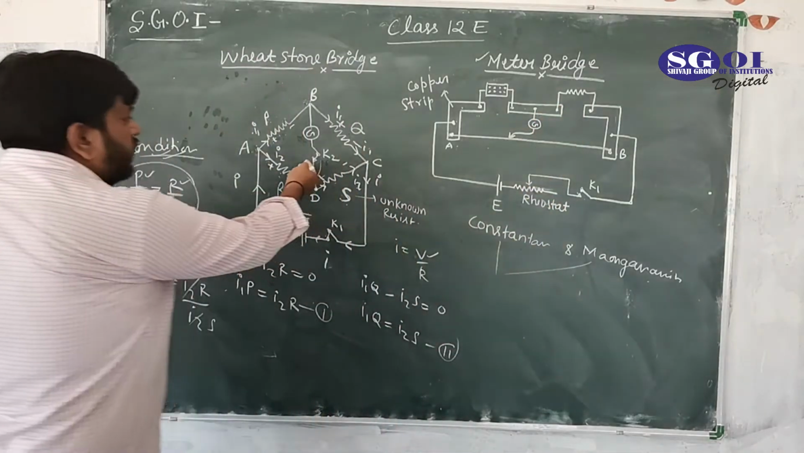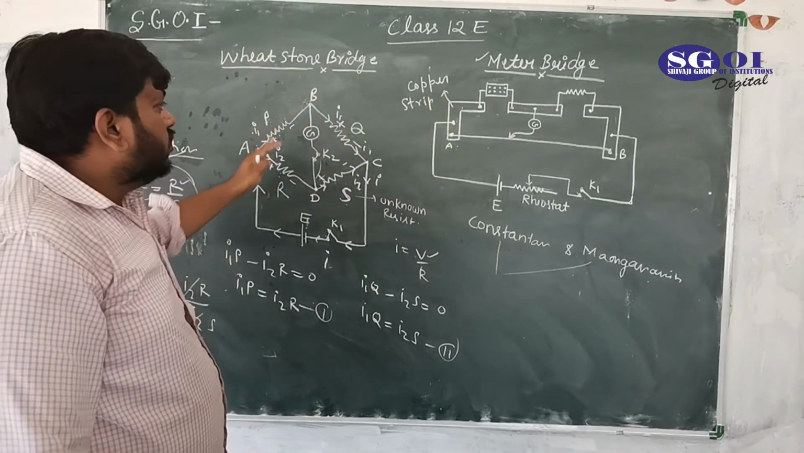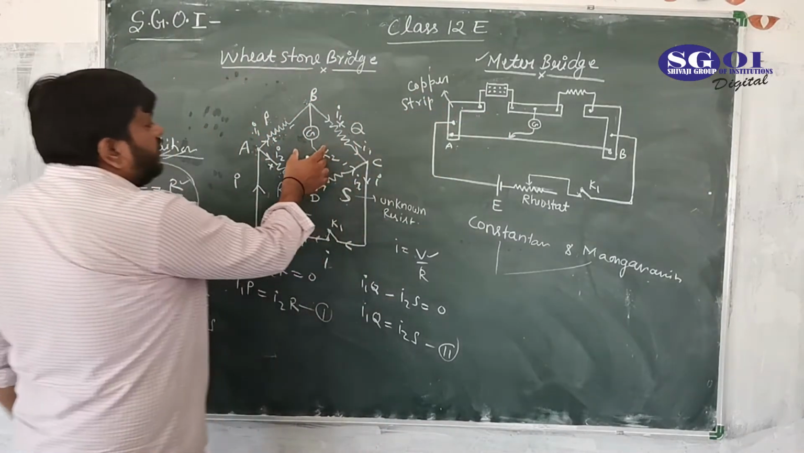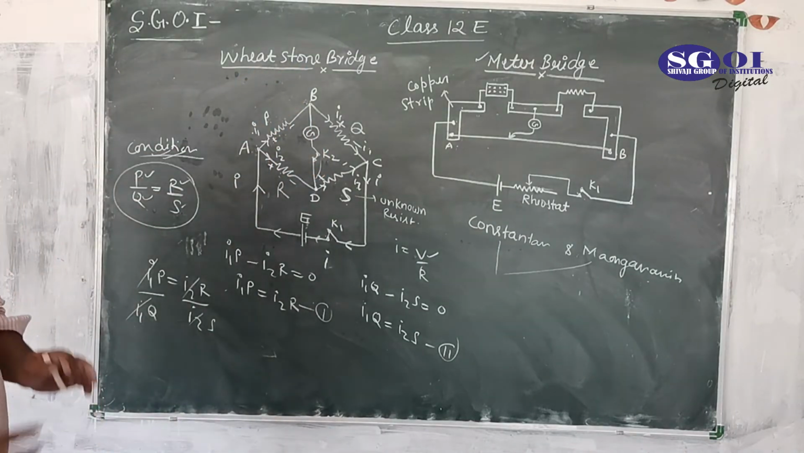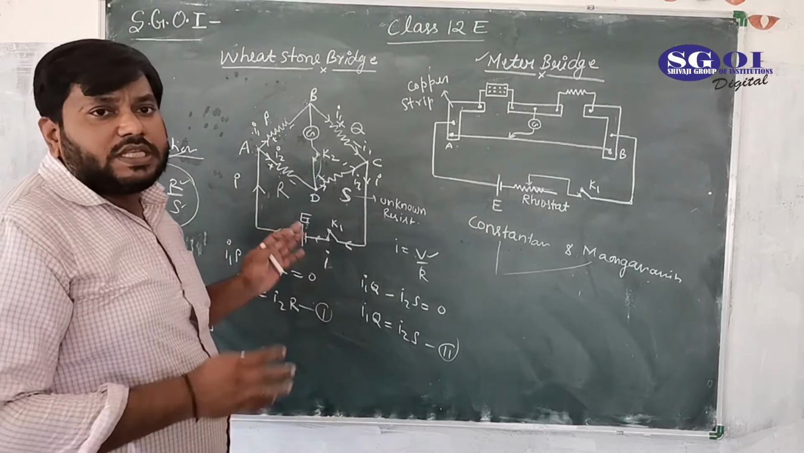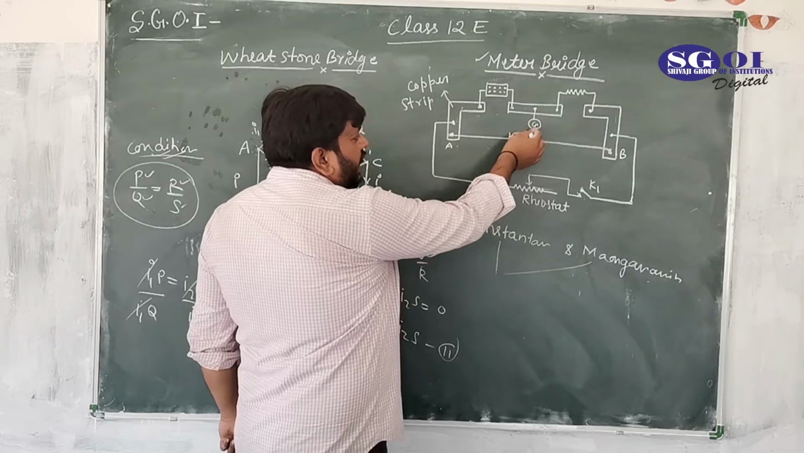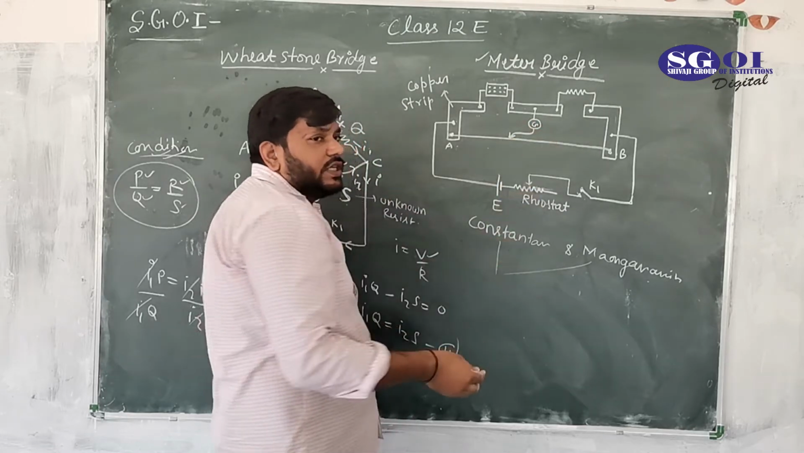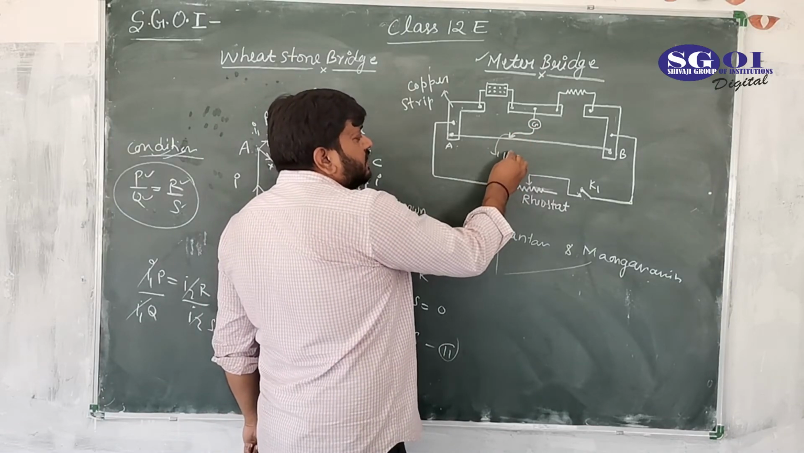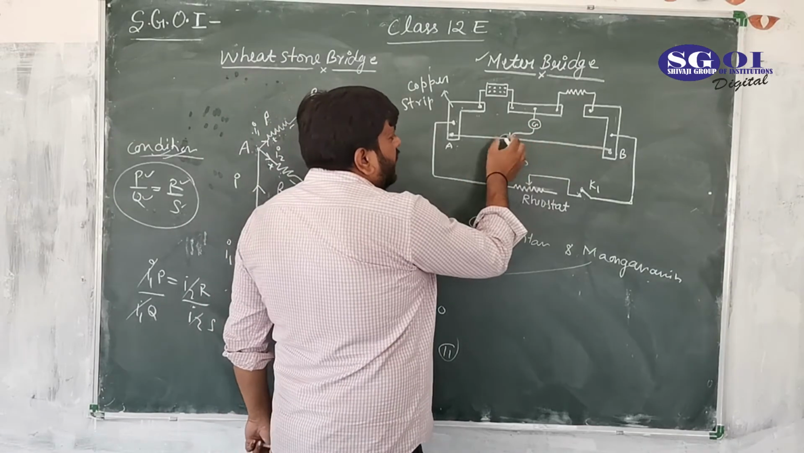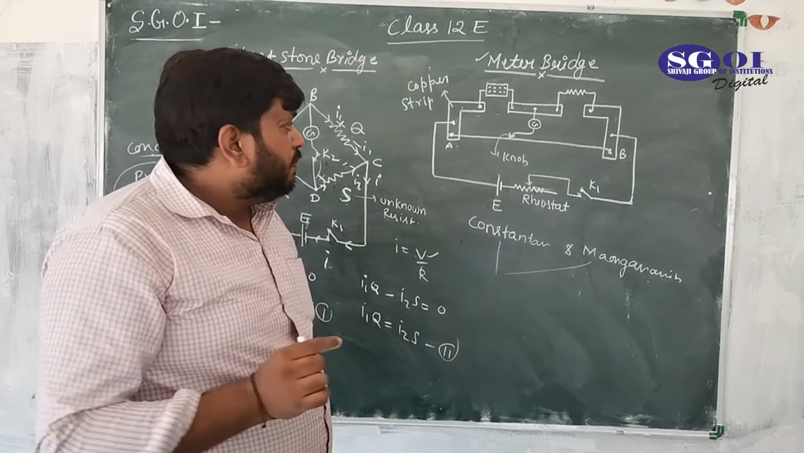The principle of the meter bridge is the same as the Wheatstone bridge we studied just before. So the meter bridge works on the principle of the Wheatstone bridge, meaning balancing of the bridge. You are seeing here this is a galvanometer, and we can slide this knob on this wire from here to here for balancing this bridge.